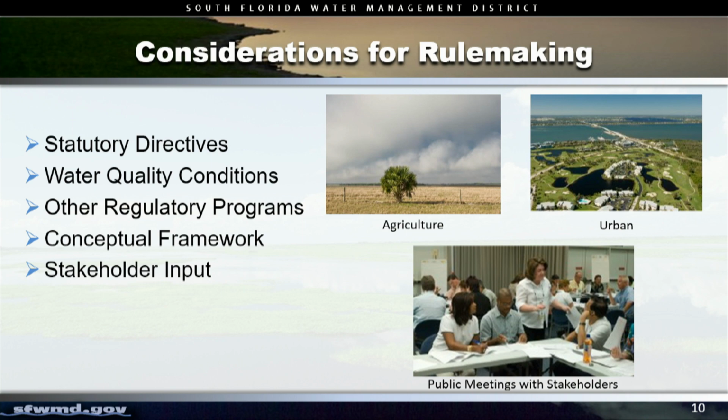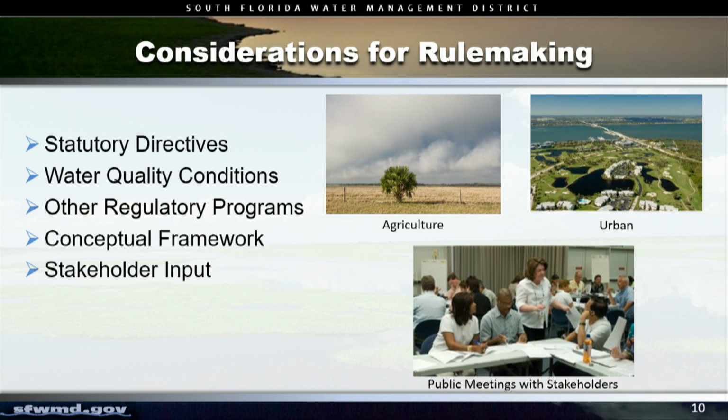There are urban areas, there are agricultural areas, and staff was concerned that we could draft something and it might work for 60% of the constituents, but it may be unreasonable or impractical for the remaining 40. So we wanted to come out and present our concepts and get feedback on that. We will be coming back out with draft rule text in the near future, and I'll talk more about that later.